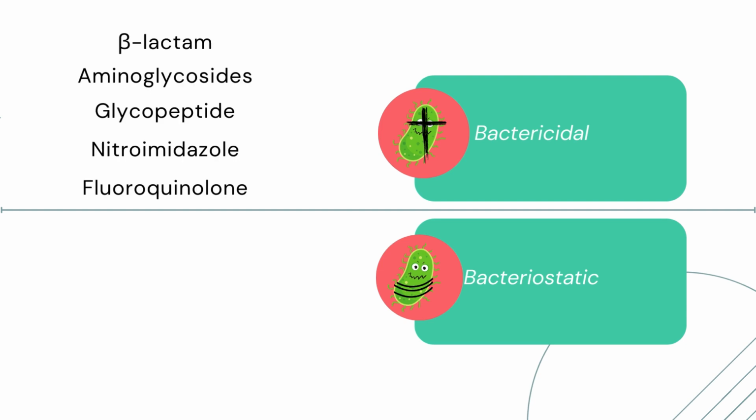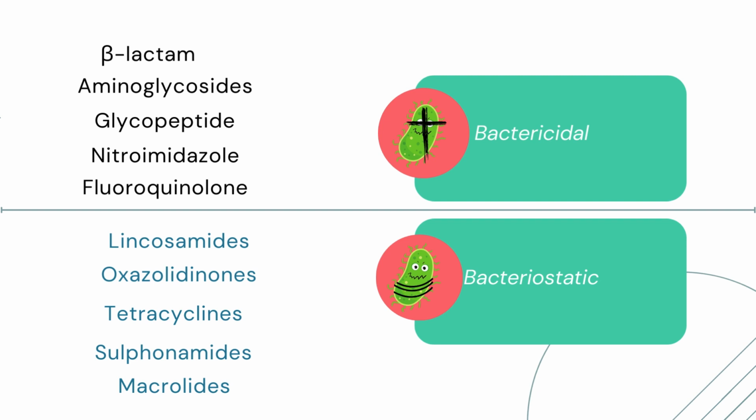Beta-lactam, aminoglycosides, glycopeptide, nitroimidazole, and fluoroquinolones are bactericidal antibiotics, whereas oxazolidinone, lincosamide, tetracycline, sulfonamide, macrolides have the bacteriostatic effect. Therefore, it is not recommended to treat severe infections like meningitis or endocarditis with those drugs alone. Antibiotics like lincosamides are usually bacteriostatic in standard dose, but it can become bactericidal at higher doses.